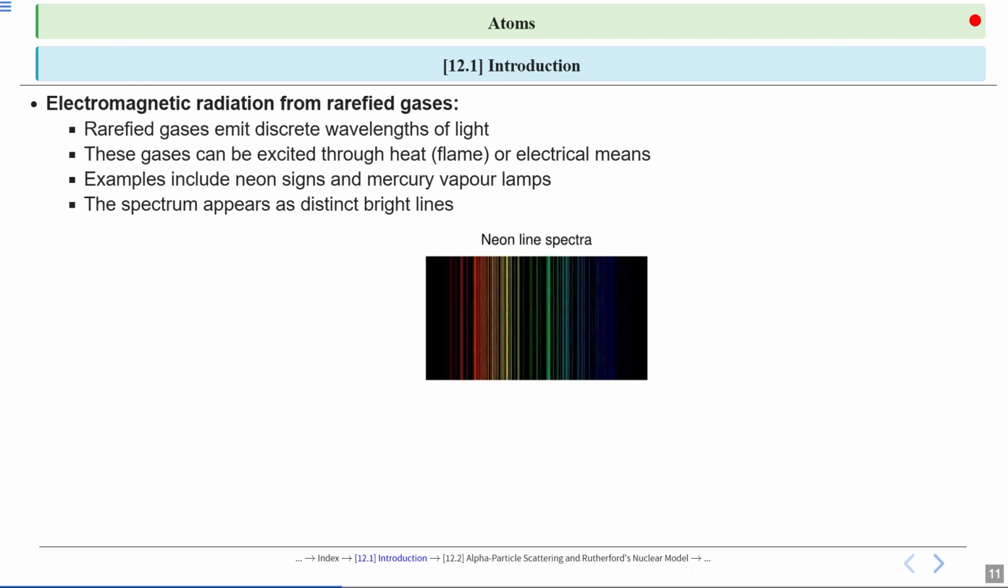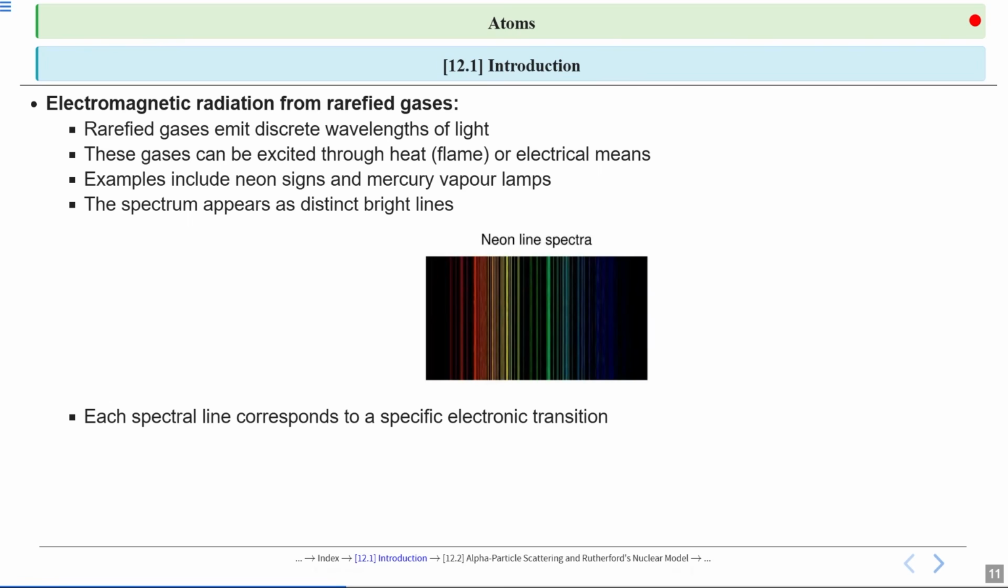So if we look at the spectrum produced by these gases, we see distinct bright lines instead of a continuous spectrum of colors. This image shows what that looks like. Each line represents light of a specific wavelength. Focus on how these lines are sharp and separated, not blended together.